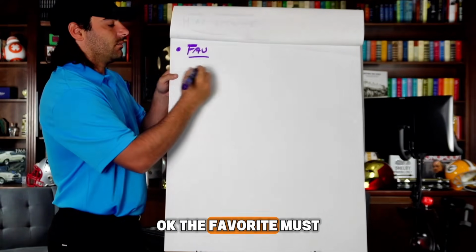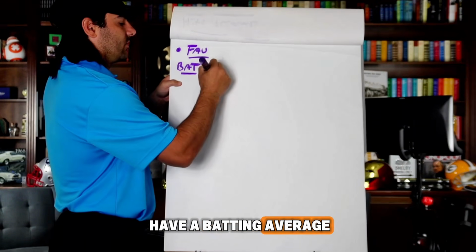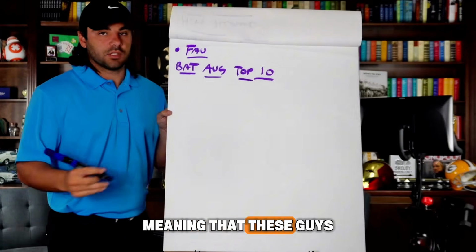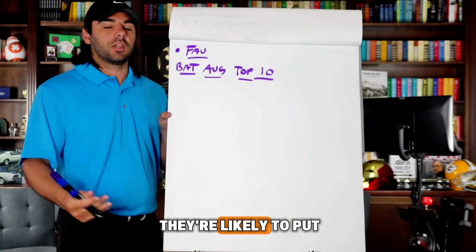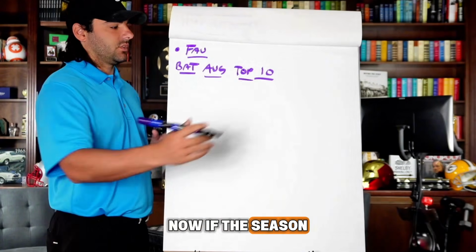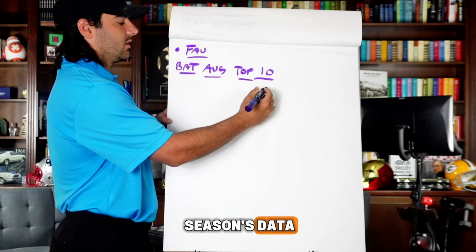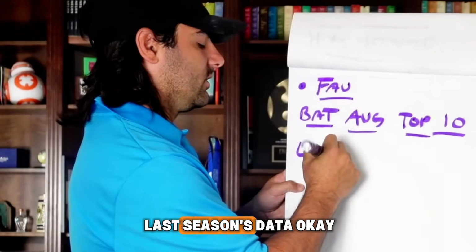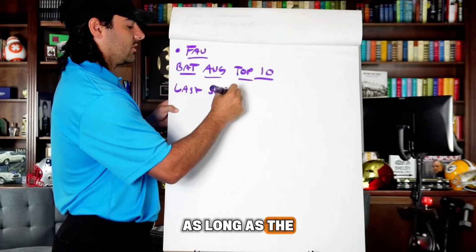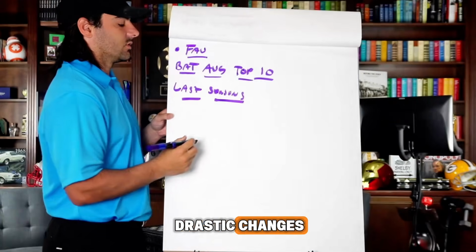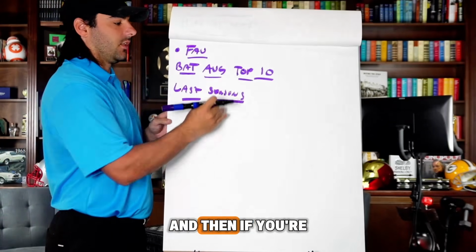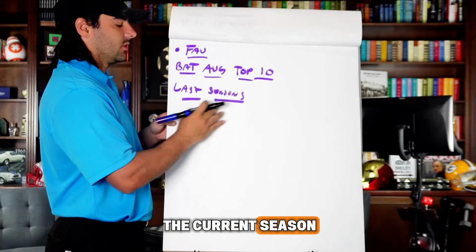Now, one stipulation I do want to add is that the team that is favored must have a batting average in the top 10, meaning these guys make contact, they hit the ball, they're likely to put the ball in play. If the season just started and you can't use this season's data, then you use last season's data, as long as the team hasn't had any drastic changes.